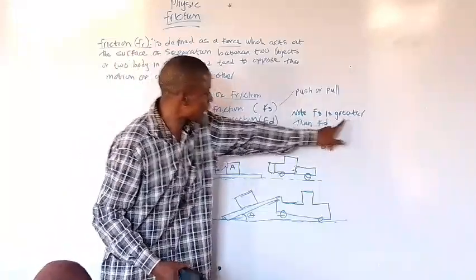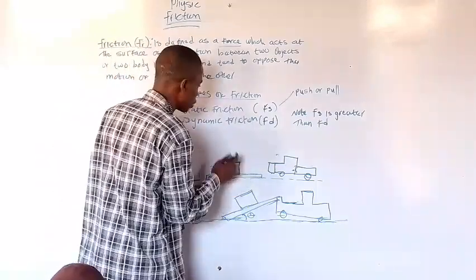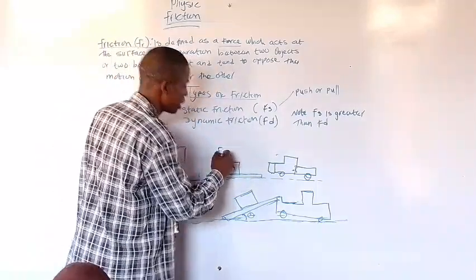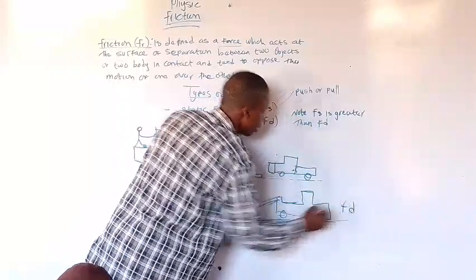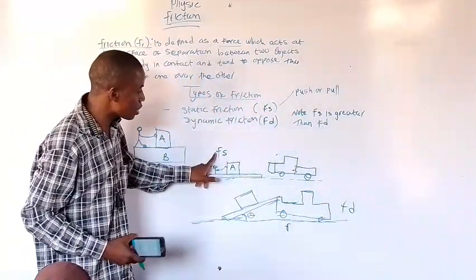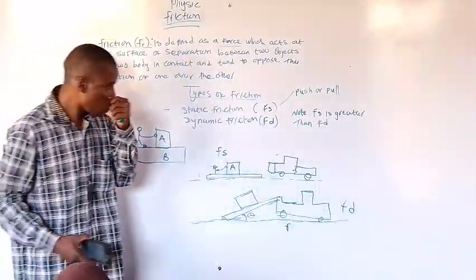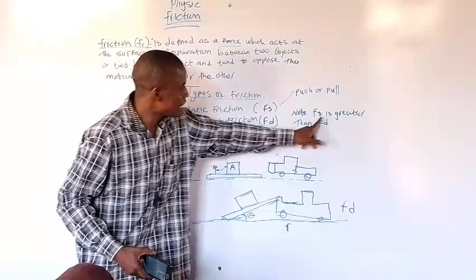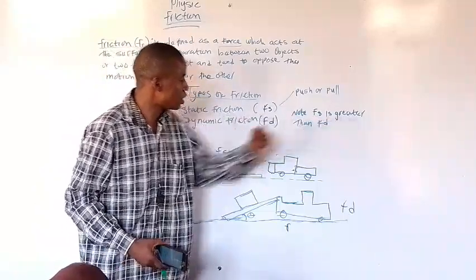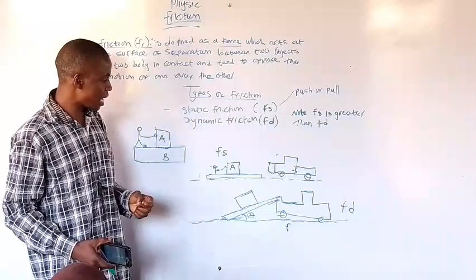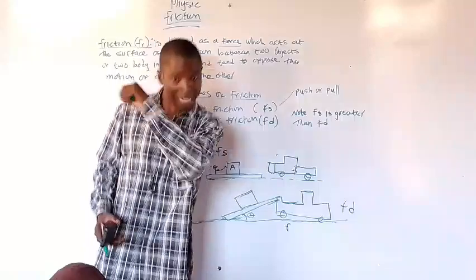Note that FS is greater than FD. Who can tell me the F? This one is called F, S. What do you call this one? F, D. Now they are saying that this one is greater than this one. How? Know that FS is greater than FD. How is it greater? We look at it one after the other. Do you know the way it is greater?